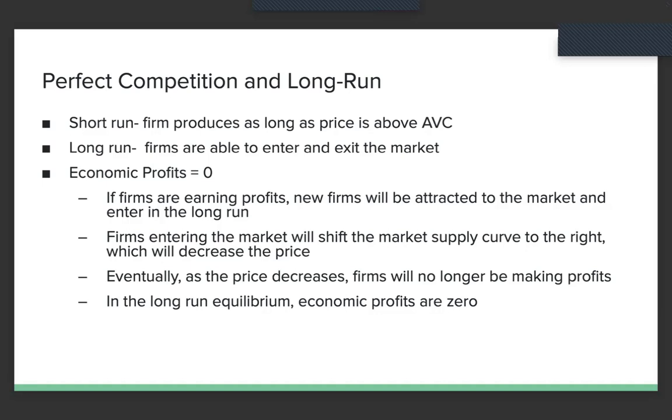Similarly, when there are losses in the industry, firms start to leave the industry in the long run, and the industry supply curve shifts to the left, and that increases the price up until there's no incentive to leave anymore, and the economic profits are zero. So combining both of these cases shows that in the long run equilibrium, the economic profits will always be zero for a perfectly competitive market.